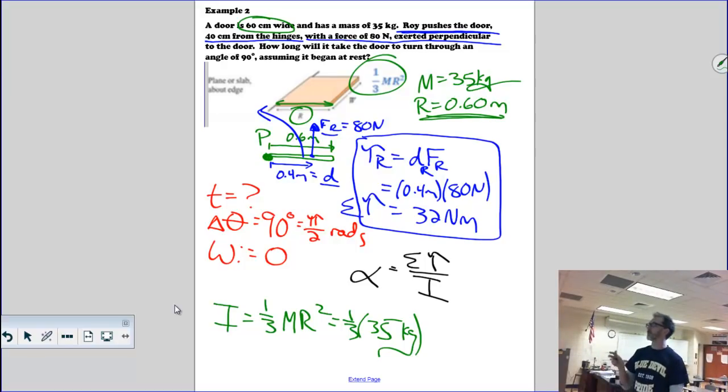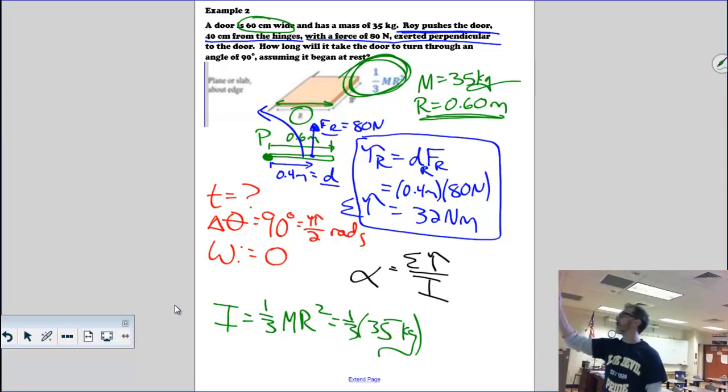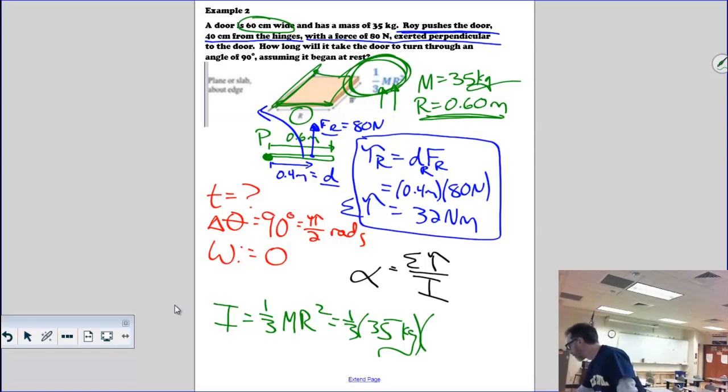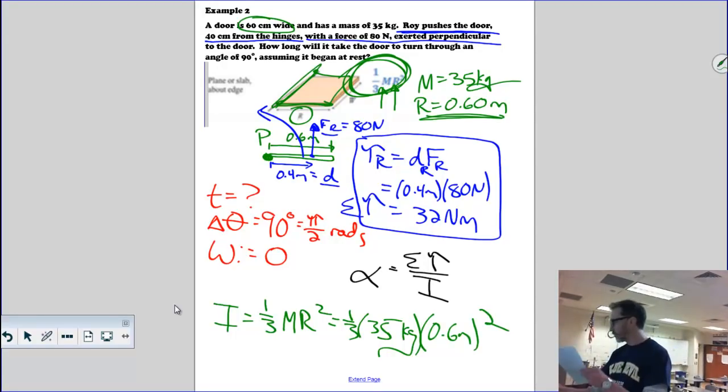Here's a thing that I think maybe hasn't been stressed until this point. This is super important. Remember, you guys, the rotational inertia of an object, I, is a property of the object. It has nothing to do with where the force is applied. It's a property of the object, just like mass. This pen has X amount of mass, and so X amount of inertia. Similarly, this door around this hinge has X amount of rotational inertia, dependent on the mass and where the mass is located. Okay? So the radius of the door, the width of the door, is 0.6 meters. Don't forget to square that.